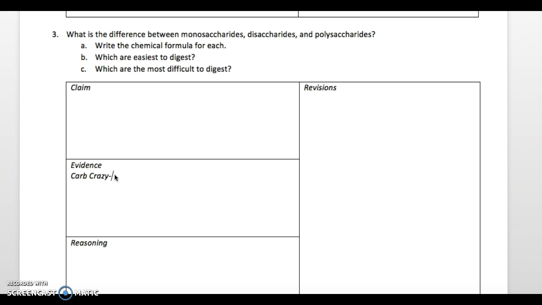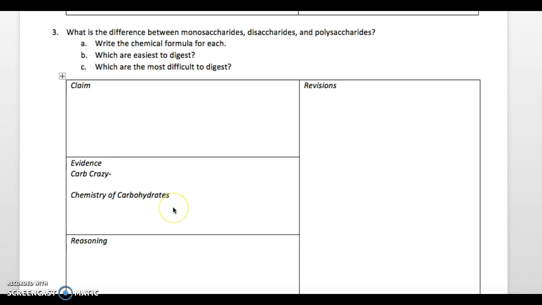So what does the carb crazy article say versus maybe our chemistry of carbohydrates, because in that activity we also came up with some chemical formulas for each of our carbohydrates that we made as models. Okay, so I want to think about these two activities, and we also did some notes. So we did notes on carb digestion. So we want to figure out not just what the sources of information are, but what did they say. So we have to figure out what is the evidence from each of these possible sources.